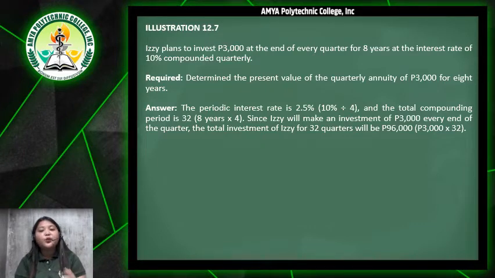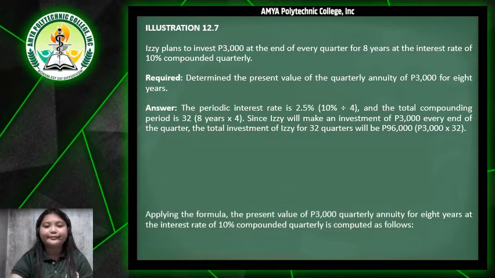Since IZ will make an investment of 3,000 pesos at the end of every quarter, the total investment for IZ for 32 quarters will be 96,000 pesos, wherein you're going to multiply 3,000 times 32. Okay. So where do we get the 32 on the quarters? We have 8 years in the problem and it's compounded quarterly. So 8 times 4 will be 32.